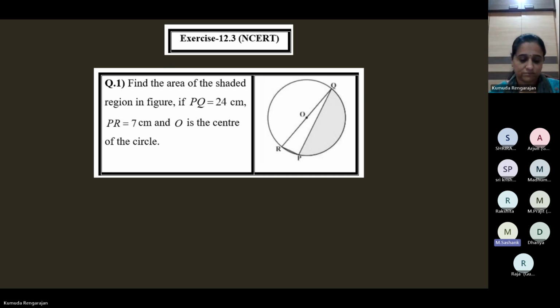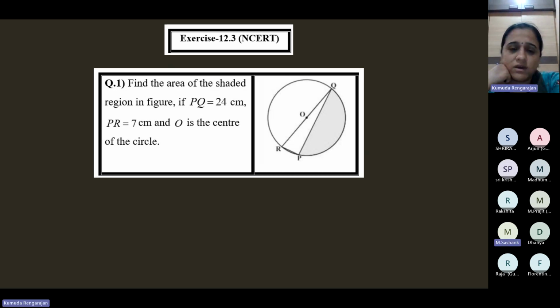Area of semicircle minus area of triangle. Okay, how do you find the area of the triangle? We have 90 degree, ma'am. It's not given. Ma'am, angle on the semicircle is 90 degree.